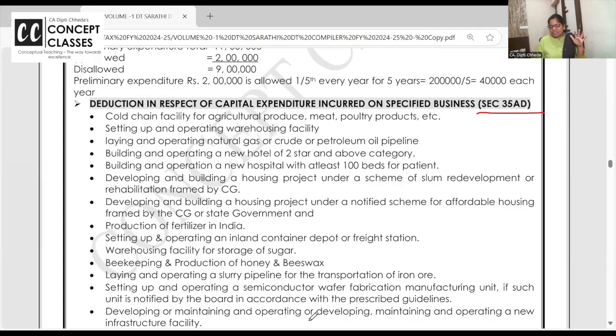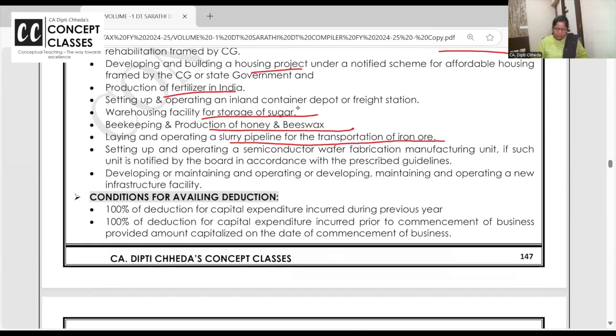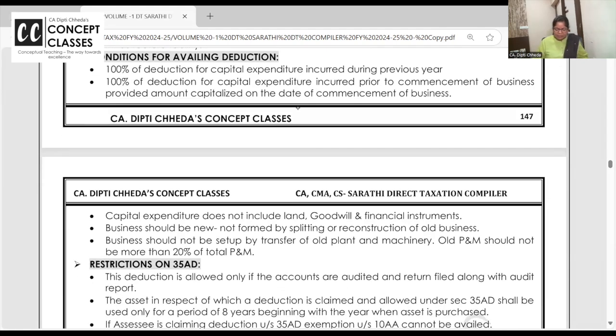Okay? In 35 AD, 100% expenditure is allowed, whether it is warehousing activities, operating warehouse, agricultural income, 2-star and above hotel, multi-speciality hospital, slum development, and then making tower and giving them housing projects, production of fertilizers. You need not mug up the names, just know and you'll be able to crack it. Warehousing and storage of sugar, bee wax and honey and all, laying of operating pipeline, slurry and all. Okay. So 100% it is allowed. Revenue as well as capital expenditure, except the cost of the land, goodwill and all.